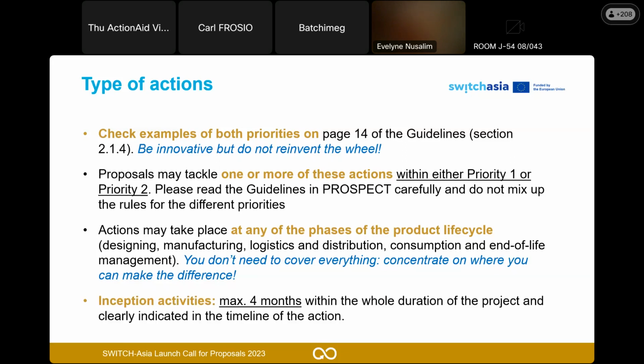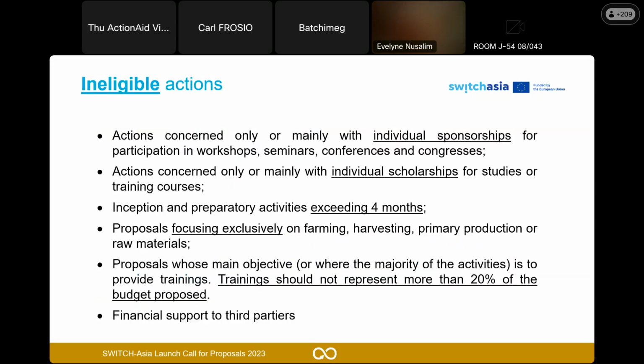When it comes to inception activities, the maximum period is 4 months within the whole duration of the project, and it should be clearly indicated in the timeline of the action. When it comes to ineligible actions, those are the ones which are concerned only or mainly with individual sponsorships for participation in workshops, seminars, conferences, and congresses.